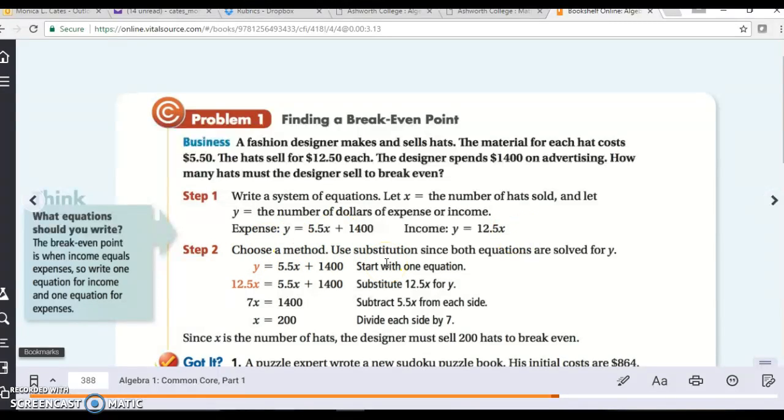It says choose a method. We can use substitution, elimination, all those things that we learned about in the previous section. This one uses substitution because both of them are equal to Y, so we set them equal to each other. We have 12.5X equals 5.5X plus 1,400. I'm going to subtract 5.5X from both sides, and I get 7X equals 1,400. Divide both sides by 7 and I get 200. So X is the number of hats. The designer must sell 200 hats to break even.